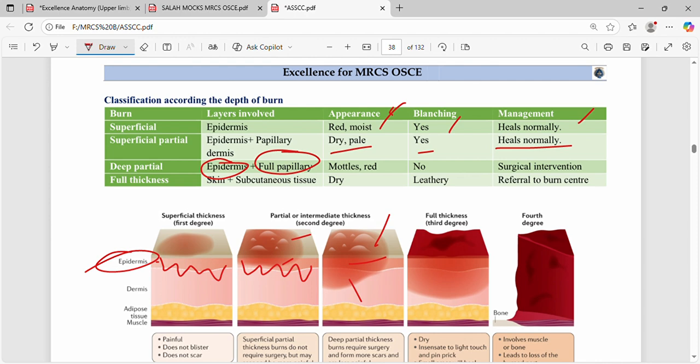Full thickness is the 3rd degree. Here we have the 4th degree, which involves the whole of the dermis, the whole of the epidermis, and also the subcutaneous tissue, for example muscle and bones. It is dry and leathery, and you refer to a burn center.